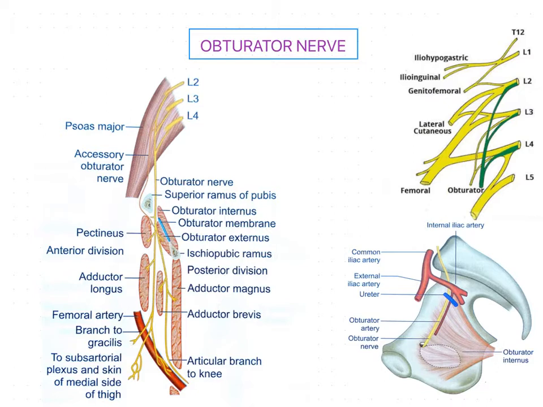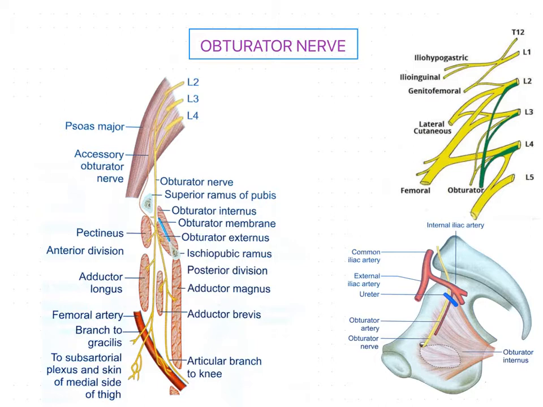Only two muscles are supplied differently: the femoral nerve supplies the pectineus, and the sciatic nerve supplies the adductor magnus muscle. So these two muscles are also supplied by the obturator nerve. So all the medial side thigh muscles are supplied by the obturator nerve. Now we will see the course of this obturator nerve.